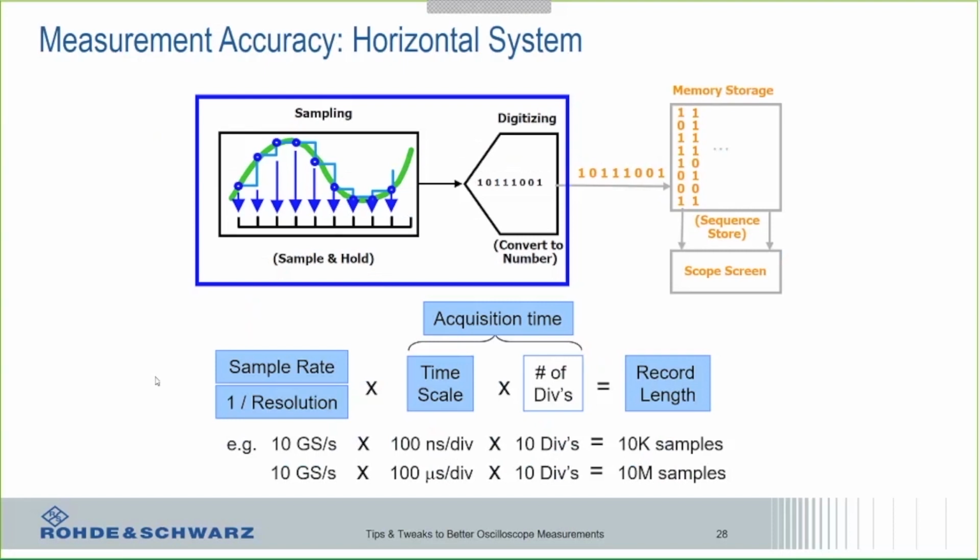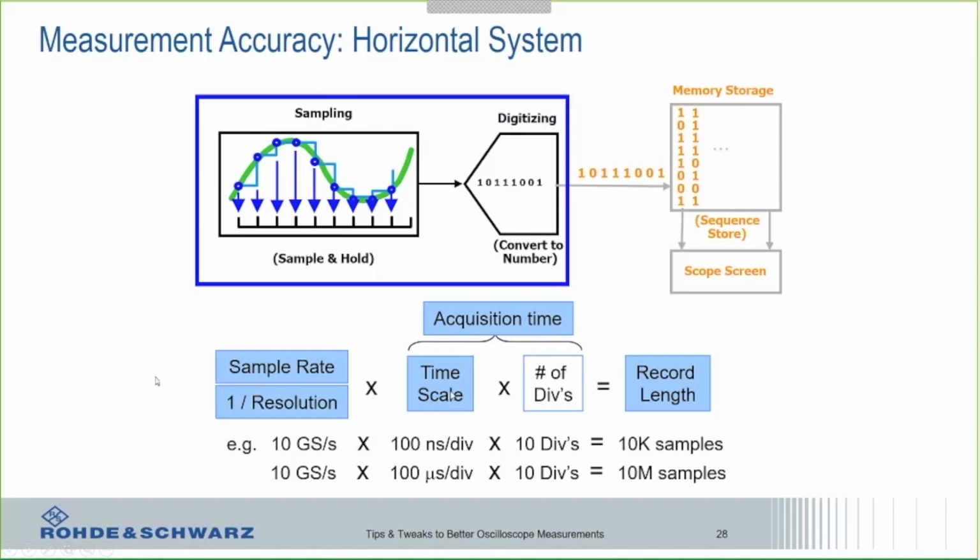And there's a pretty simple equation that will tell you the relationship between the sample rate of the oscilloscope, which is over here on the left, the record length or the memory depth of the oscilloscope, and then the amount of time that you want to be able to capture. And the amount of time is basically what the time scale is.